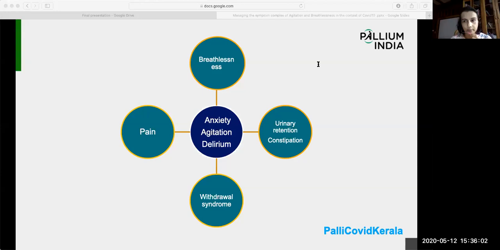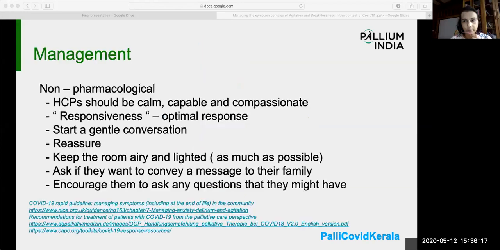And again, as I mentioned before, the management of delirium mentioned in the ebook has been taken from the NICE guidelines as well as the Center to Advance Palliative Care guidelines. And all these guidelines also mention checking for other causes of delirium before we start the management. So this management is also divided into non-pharmacological aspects and pharmacological management.